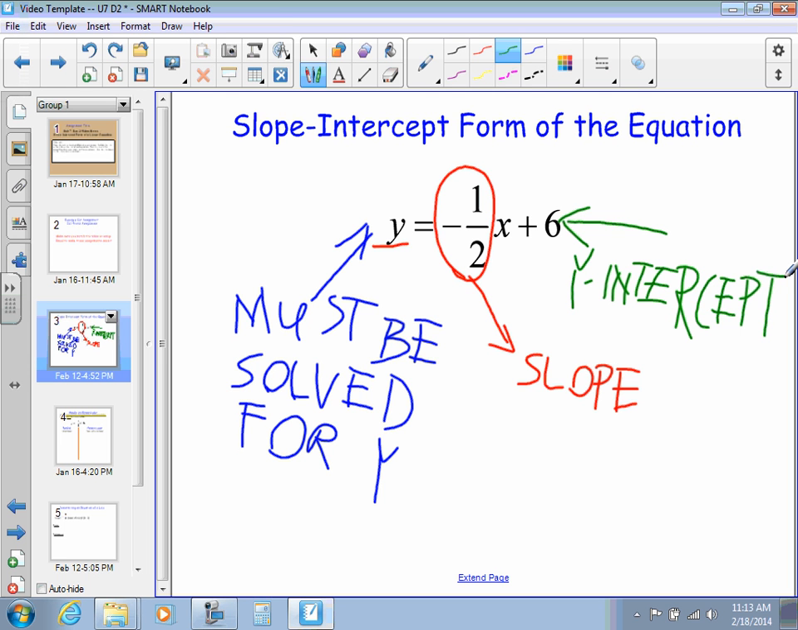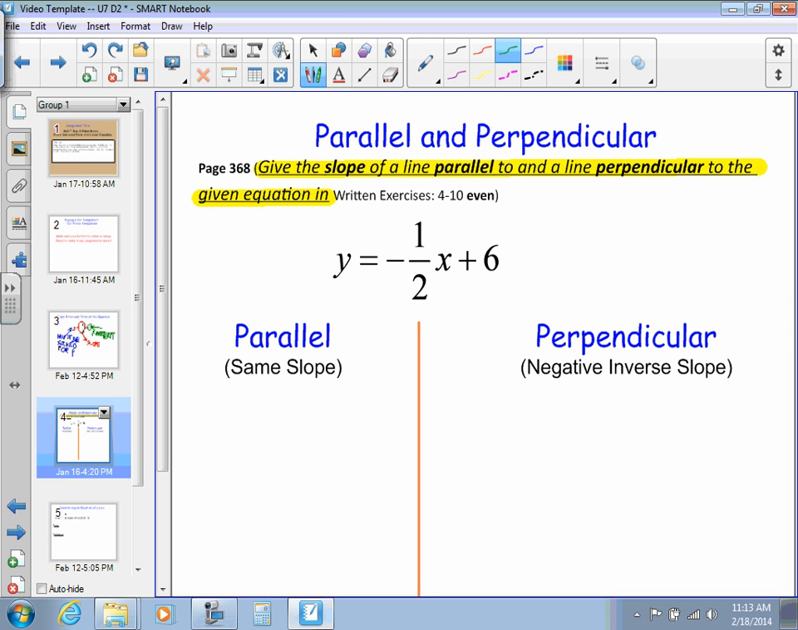But this 6 here is the y-intercept again, including any sign, and this -1/2, that's my slope. Okay, and the key again, the equation must be solved for y. Now let's go ahead and use this.